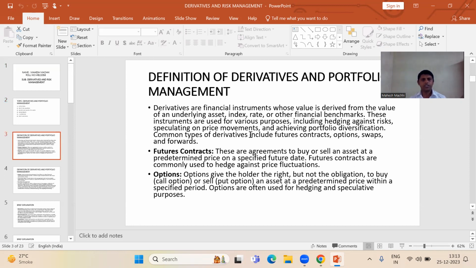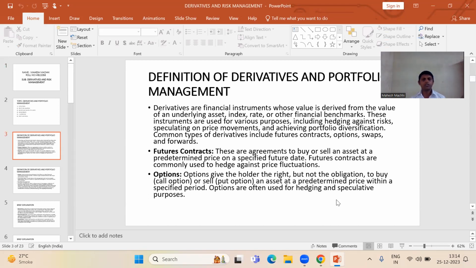Let's start with definitions. Derivatives are financial instruments whose value is derived from the value of an underlying asset, index, a rate, or other financial benchmarks. These instruments are used for various purposes, including hedging against risk, speculating on price movements, and achieving portfolio diversification. Common types of derivatives include futures contracts, options, swaps, and forwards.